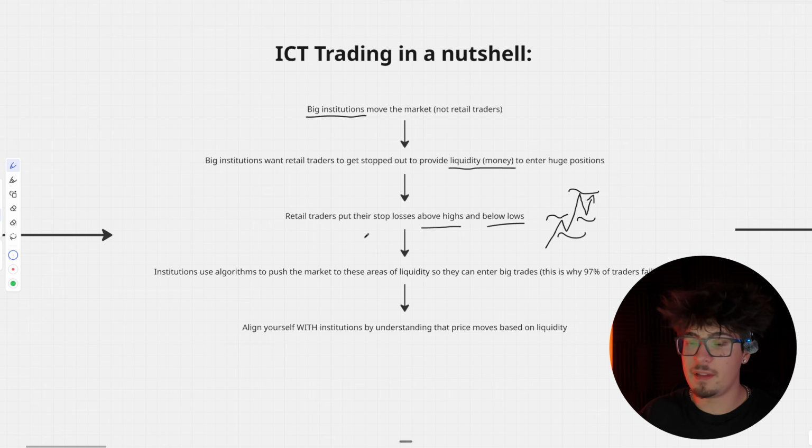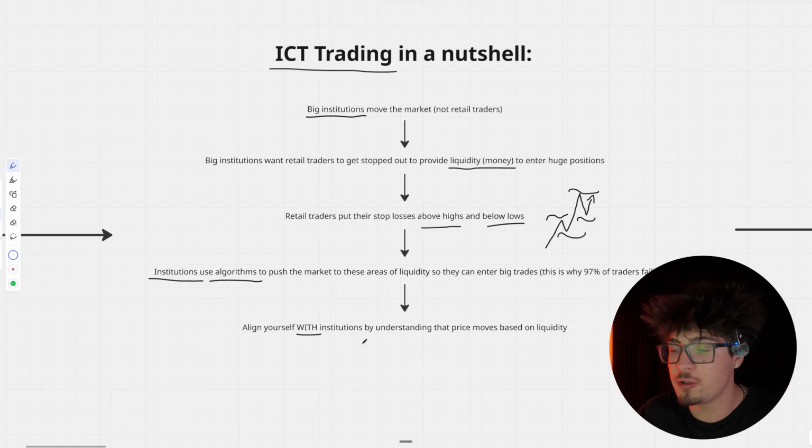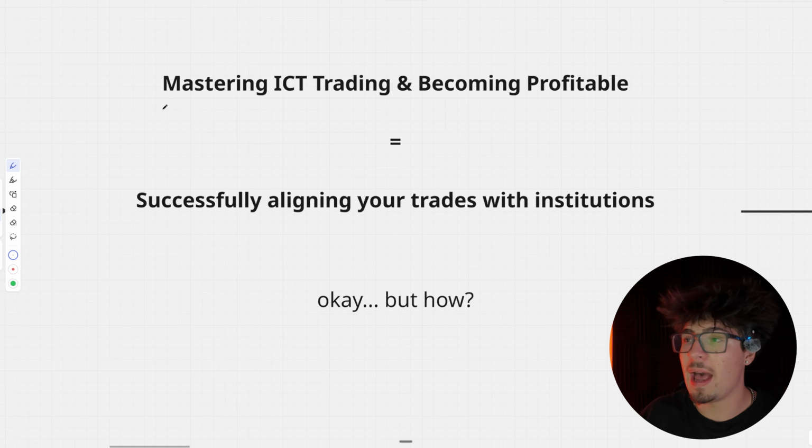The next thing you need to understand based on these things is that institutions use algorithms to push the market to these areas of liquidity so they can enter big trades, which is exactly why 97% of traders fail. You would think if you just guessed on the market going up or down, you'd have a 50% success rate, but that's not how it works. Institutions, which actually move the market, which is why they're referred to as market makers, use algorithms to stop retail traders out. Based on this, the whole goal behind ICT trading is to align yourself with institutions by understanding that price moves based on liquidity, which leads me to the ultimate goal, which is that to master ICT trading and become profitable, all you need to do is successfully align your trades with institutions.